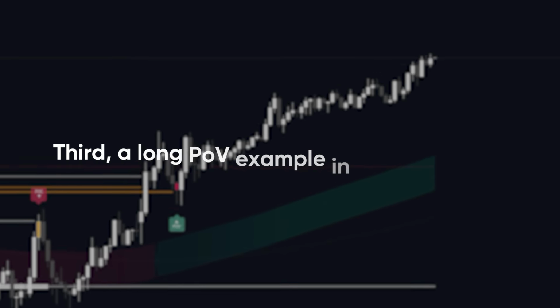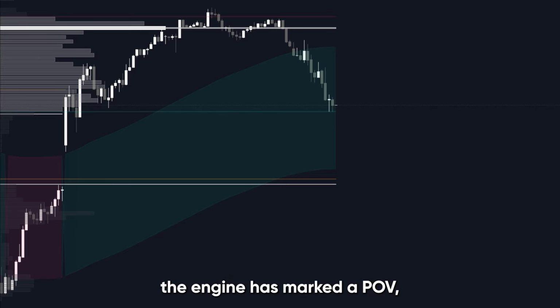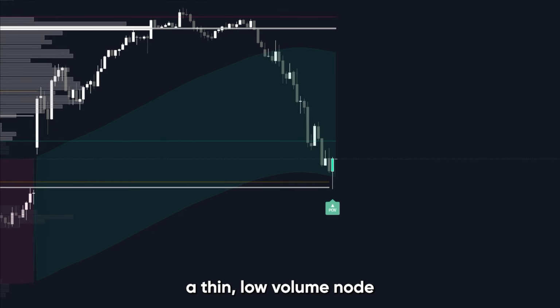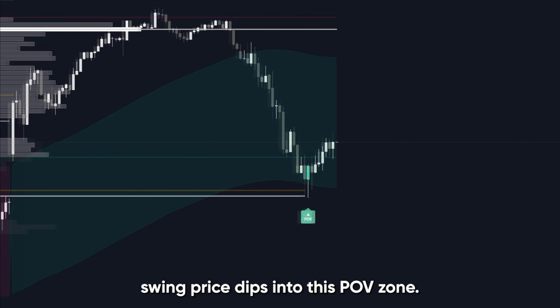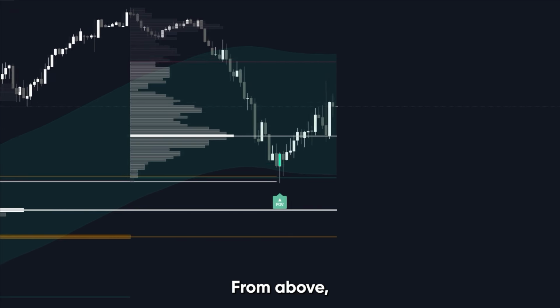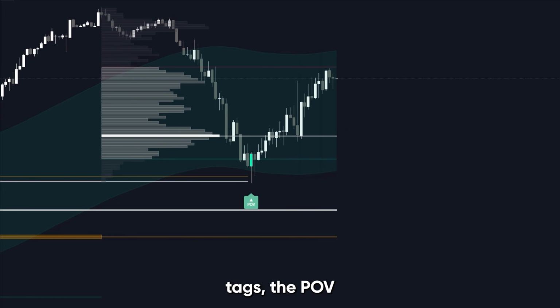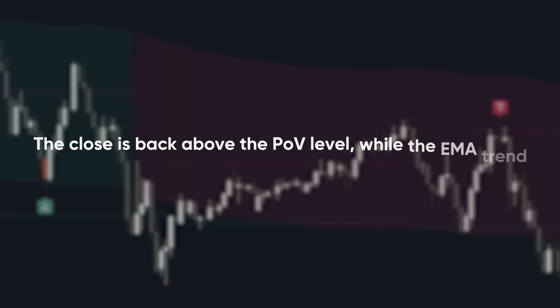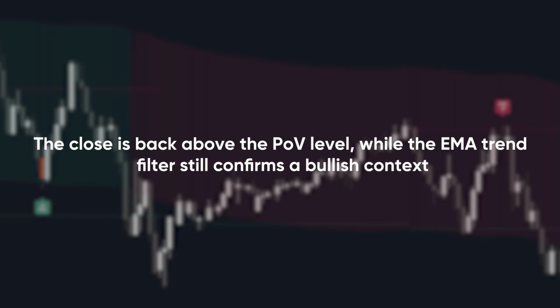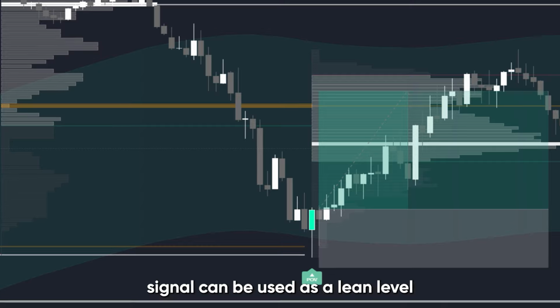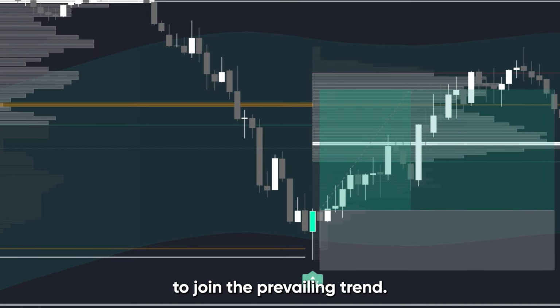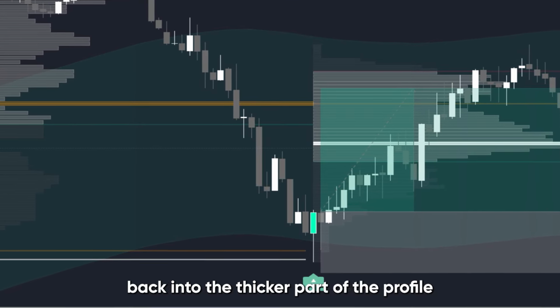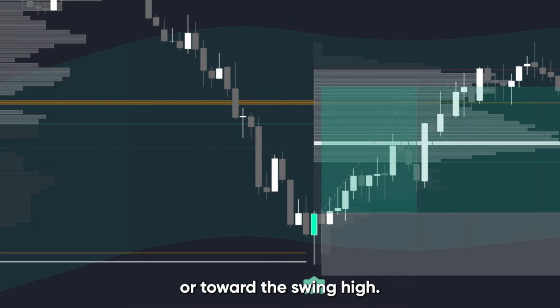Third, a long POV example in a bullish swing. The engine has marked a POV, a thin, low-volume node inside the value area of that swing. Price dips into this POV zone from above. You get a candle where the lower wick tags the POV, rejects the void, and the close is back above the POV level, while the EMA trend filter still confirms a bullish context. That long side POV signal can be used as a lean level to join the prevailing trend, expecting price to rotate back into the thicker part of the profile or toward the swing high.